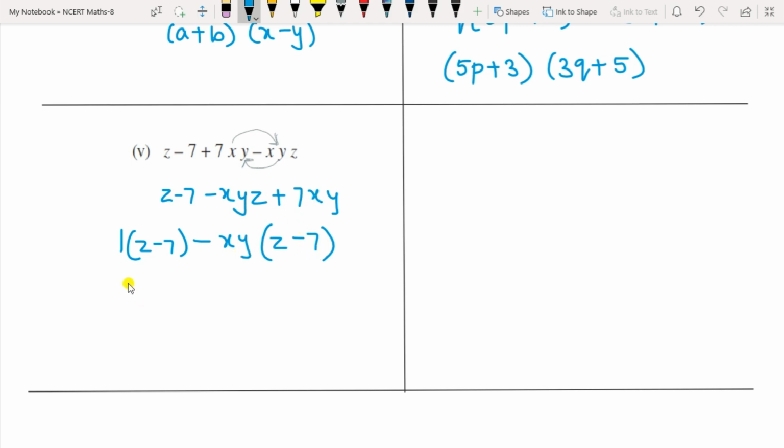Okay. So you have to check first before writing the answer whether the question is correct or not. On opening the bracket, you are getting the same expression or not. Now z minus 7 is the first factor and 1 minus xy is the other common factor.